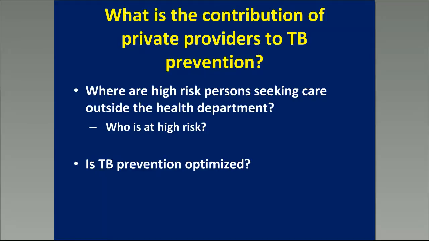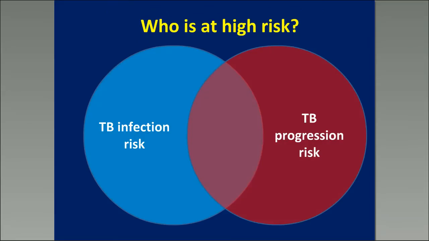So where are the high-risk persons seeking care outside the health department? First, let me talk a little bit about what I mean by high risk for this set of people. This diagram just shows you the Venn diagram, the intersection of those who have TB infection risk and those that have TB progression risk. And really, the folks we want to start off with are those who have the intersection. A TB infection risk would be folks who are born in countries of medium and high TB incidence. And a progression risk could be any one of the following.